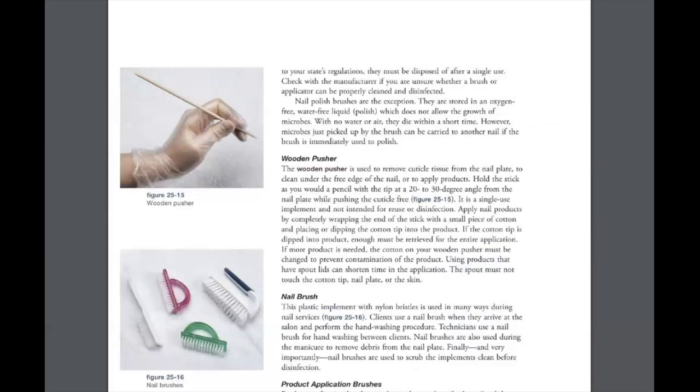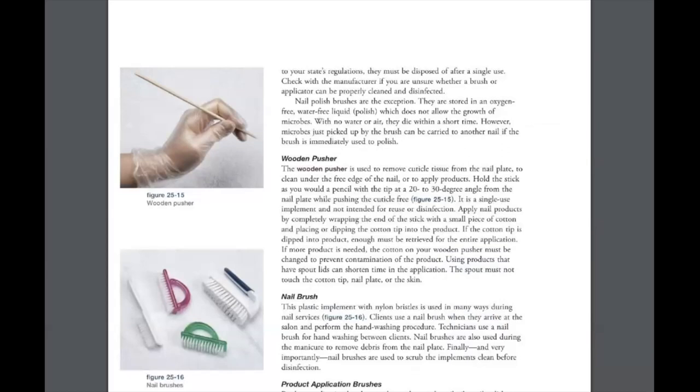But the only exception are your nail polish brushes, because they are stored in an oxygen-free, water-free liquid, which is your nail polish, which does not allow the growth of microbes. So that is your only exception as far as when it comes to brushes that you don't throw away.